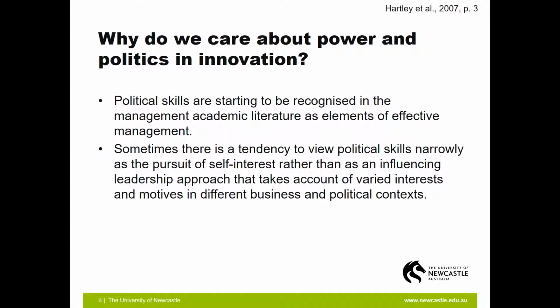So as I mentioned earlier on, sometimes there can be a pretty narrow or myopic view of political skills as things that are quite negative. It's about self-interest, just what people want. It's negative. It has bad outcomes for organisations.